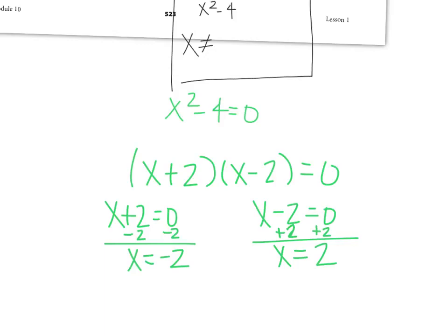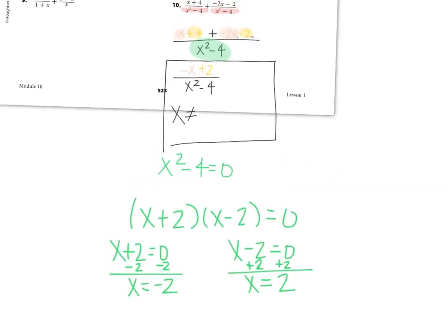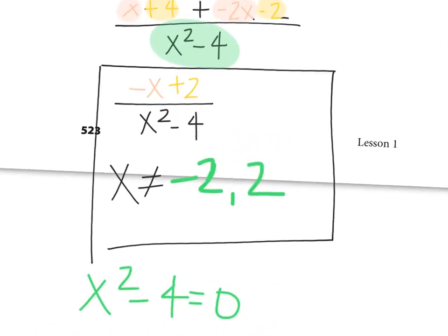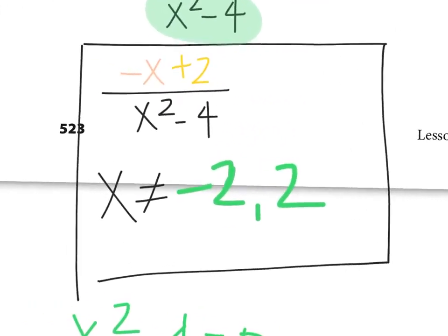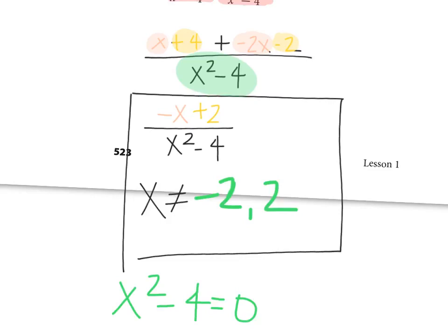So I get x equals negative 2 and x equals positive 2, and those are my excluded values, negative 2 and positive 2, because those are the two times that my denominator is going to equal 0. And that's when I have a problem, is when my denominator equals 0.